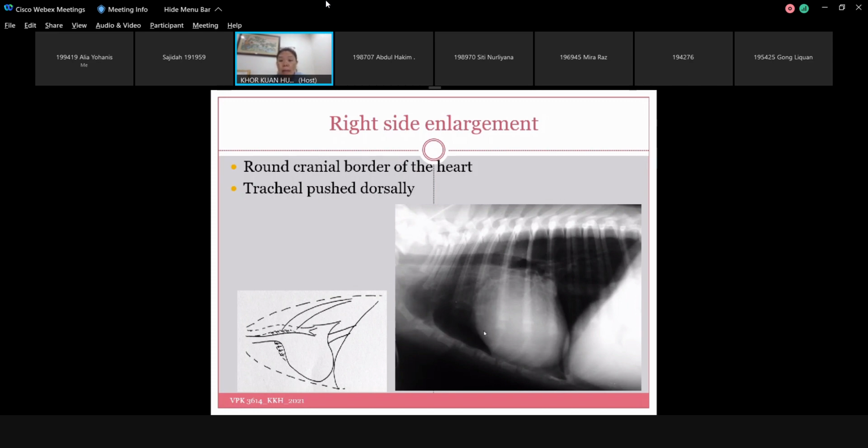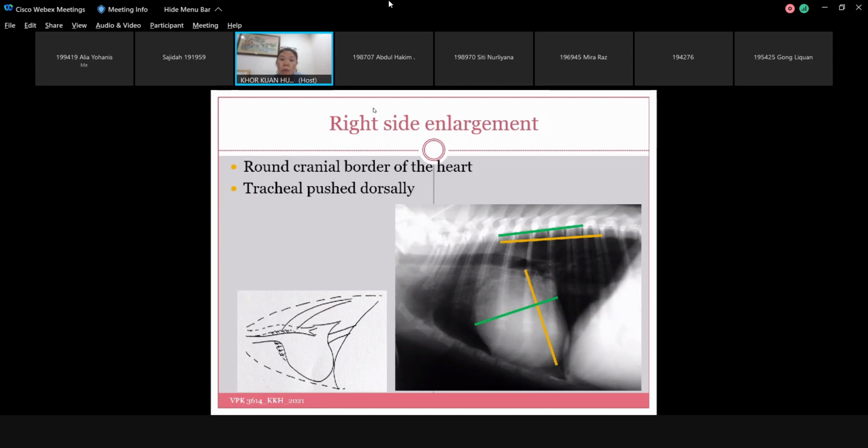Why? Because the heart is so big already, so we have got nowhere to go, so it pushes the trachea on top. So the trachea is pushed dorsally. When you do a VHS, it's going to be very big. When you count 2, 4, 6, 8, 10, oh, 11.